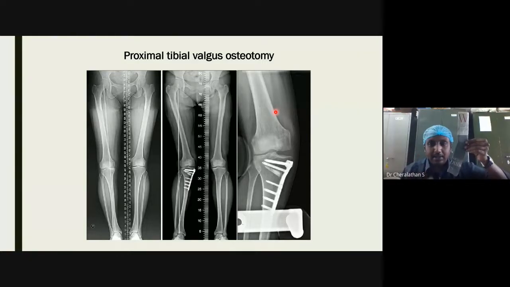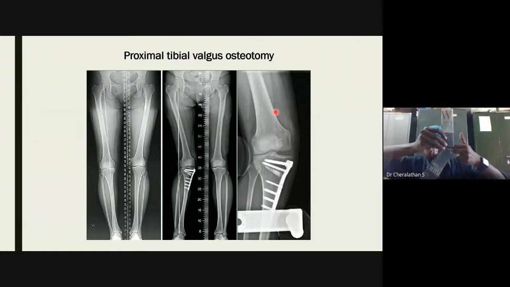This we call a closing wedge osteotomy, where I have cut the bone, removed the fragment of bone and closed the gap. This is a varus closing wedge osteotomy. Now, this can also be done in another way. Without removing a triangle piece of bone, I can open it this way, where there is a gap now here.